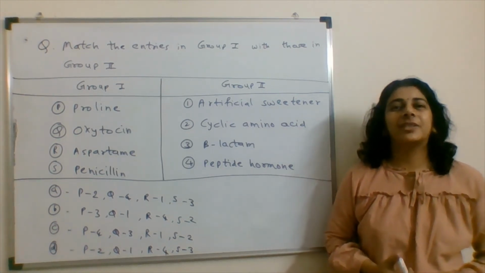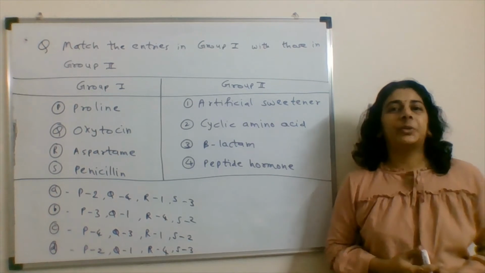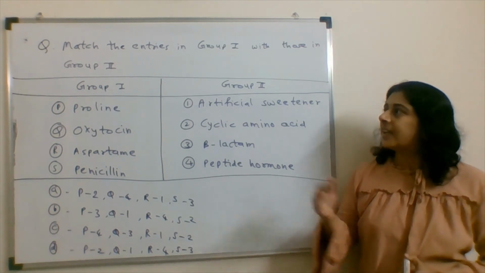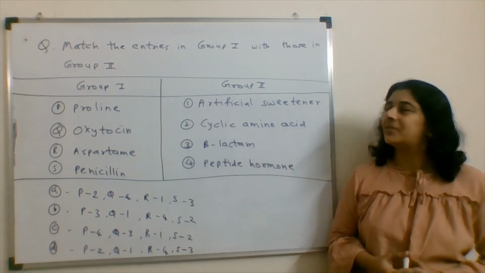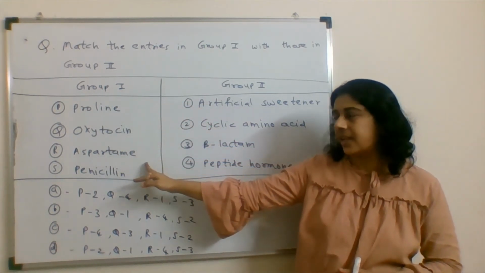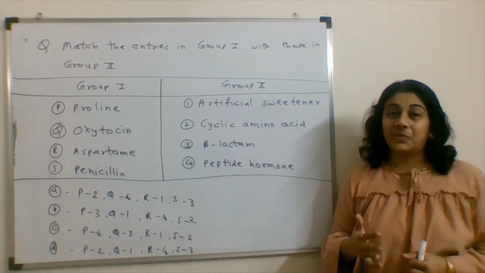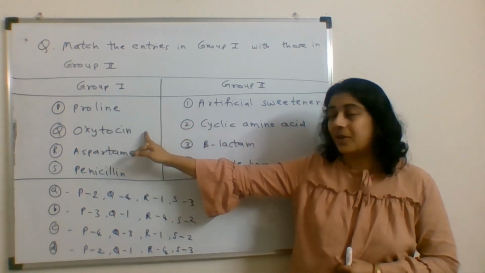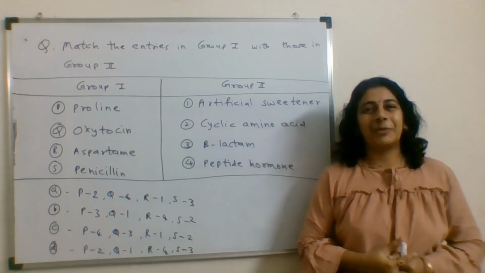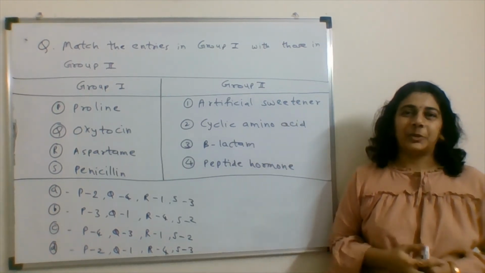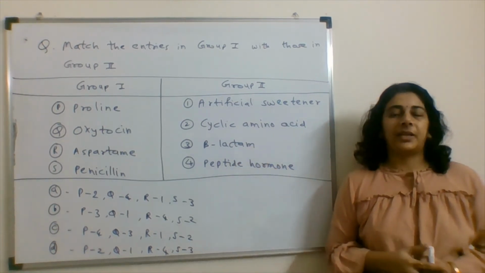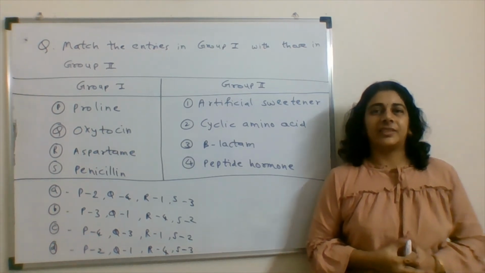Yes, now it's time to have a question for my next video. This is a 2-mark MCQ type of question from the paper of Biotechnology 2018. So again, this is a match the column type of question. In group 1, the points given are proline, oxytocin, aspartame and penicillin. This is an amino acid, this is a hormone, and this is an antibiotic. And here in group 2, artificial sweetener, cyclic amino acid, beta lactam and peptide hormone. These 4 things are given.